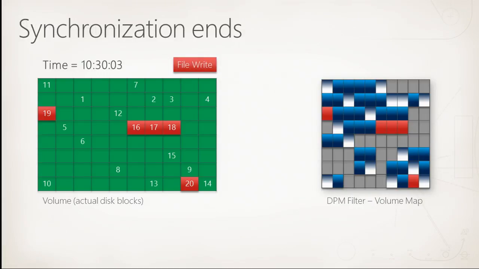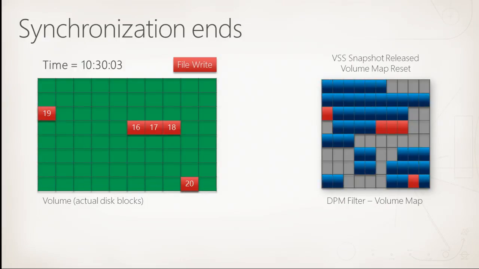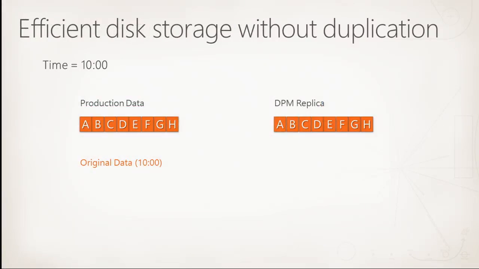Synchronization ends, so we finish sending all those blocks, a couple of minutes has passed, and the DPM server replica is now up to date, and it is as up to date as the data source, minus those, for example, 5 blocks that have changed since the backup started. Then we release that snapshot, so we say delete anything in memory that's no longer needed, any copy on write data that's been stored in memory, and reset that volume map. Reset the volume map, but include, obviously, all the blocks that have changed since the backup started. And then the process continues and goes on and on until we do another sync, round and round and round. Okay?